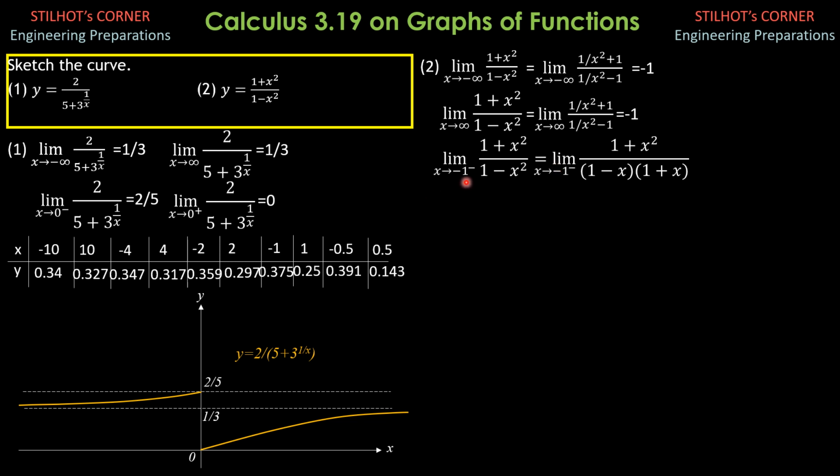So negative 1 from the left is like, imagine negative 1.01. So 1 minus negative 1.01 is positive, almost 2, or 2.01. While 1 plus negative 1.01 is negative 0.01. So this is small, almost zero, but negative. The numerator is always positive, so almost 2. So 2 over 0, which is negative, is negative infinity.